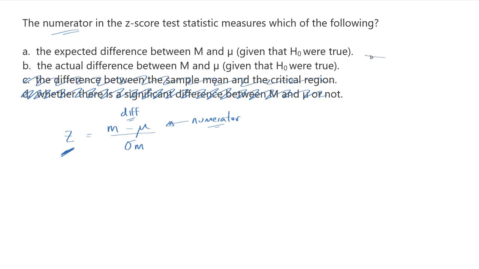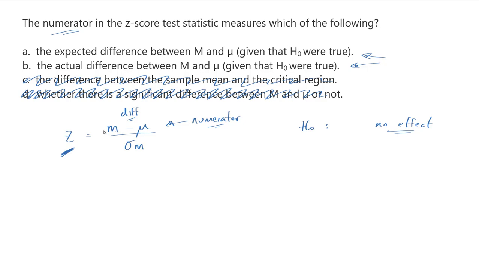So which one of these is it going to be? Well, let's have a look at what they're talking about here. It says, given that the null hypothesis were true. The null hypothesis always tells us that the treatment has no effect. Okay, so if the treatment has no effect, then my before treatment mean is the actual mean of the population that I'm studying.